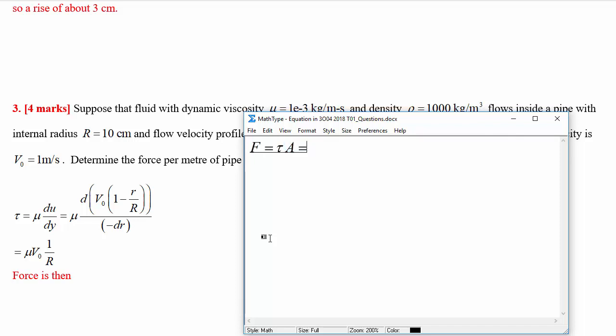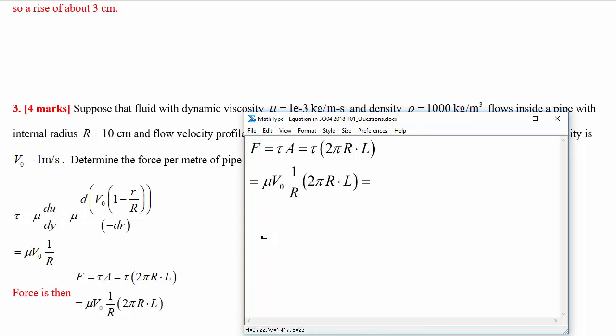We do that by multiplying by the area of the wall that we would be in contact with. So over 1 meter of pipe, that would be the circumference, 2 pi r, multiplied by the length. So maybe L is 1 meter. Okay, so mu v naught times 1 over r times 2 pi r times L, which means the r actually cancels. And we're left with 2 pi mu times v naught L. And the force per length, or force per meter, would be then 2 pi mu times v naught.